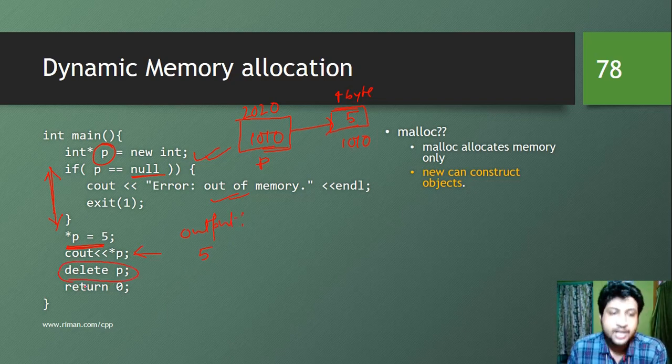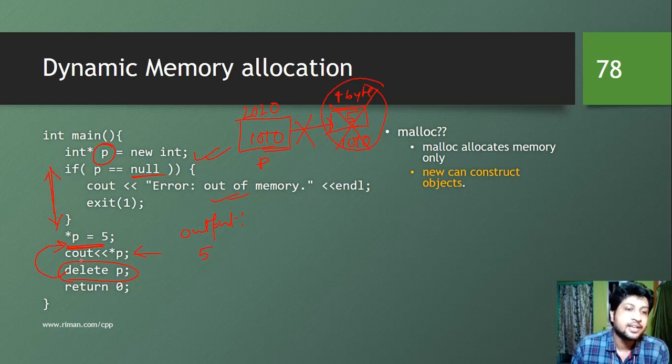And after that you have deleted that particular pointer. Now what will happen if you put the delete statement here? If you put this particular statement here, then the memory that you have created will be deallocated, as well as this link will be broken, and you cannot access cout star p because p now points to a null pointer. That means this statement will be invalid if delete p is before this cout star p statement.